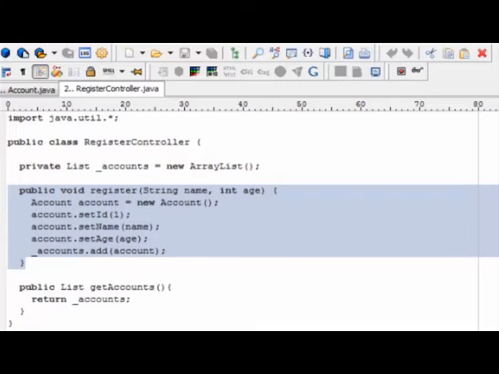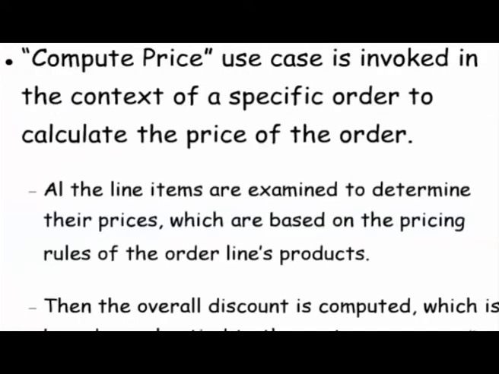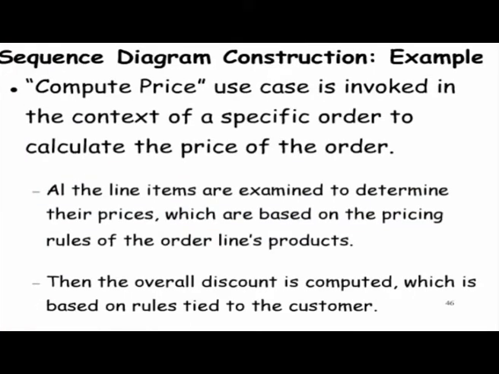See here, register controller supports the register method, and as part of that it creates the account. The ID of the account object is account, and then it calls the methods there: set ID, set name, set age, and so on. Most of the case tools support this kind of code generation based on the sequence diagram. Now let's look at another example.